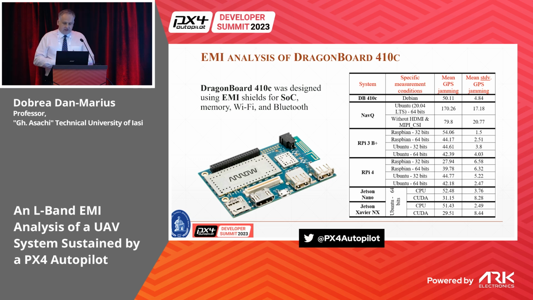Okay, the first results that we got from the DragonBoard were a little bit disappointing, mainly because the jamming indicator has a higher value, of 50. And if you see, this board was especially developed for applications that are sensitive to noise. They put some kind of shielding on the memory, system on chip, and so on. But even with this shield, you'll see that the jamming parameter has a higher value.